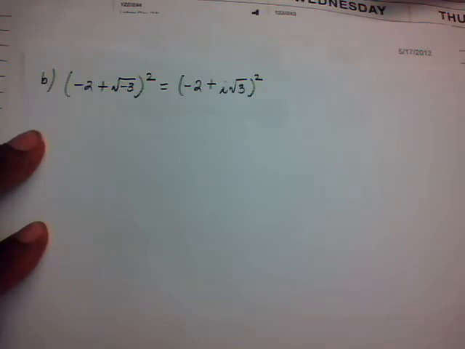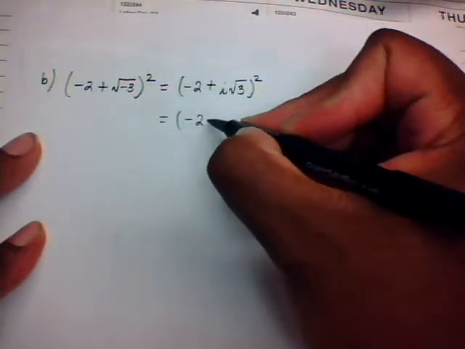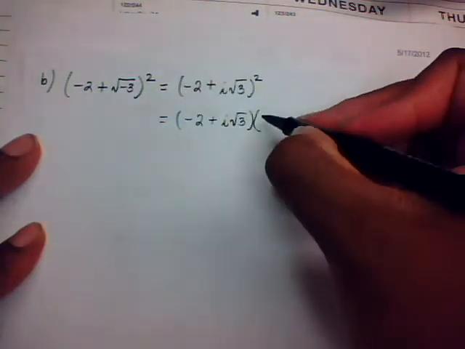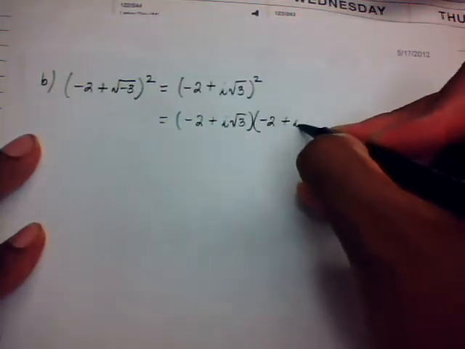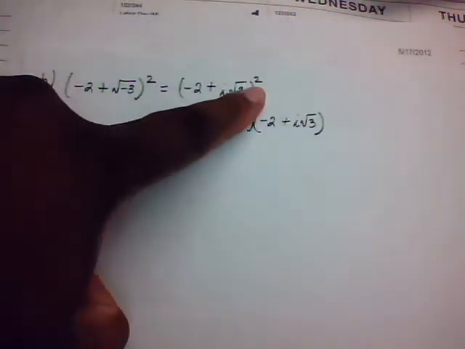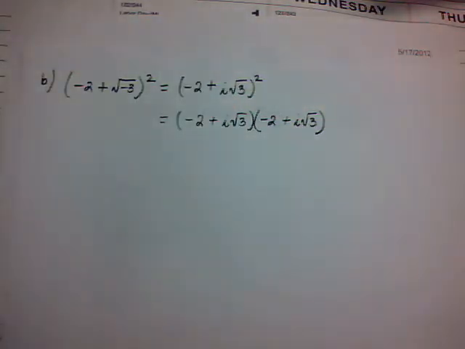Now there's a couple of ways that you can simplify this, because this is a square of a binomial. Or if you're not familiar with that, you can write this expression twice because it is used as a factor 2 times. So you can write it like this: negative 2 plus i square root of 3 times negative 2 plus i square root of 3, because that exponent tells us that everything in the parentheses is a factor twice. And then use the FOIL method.